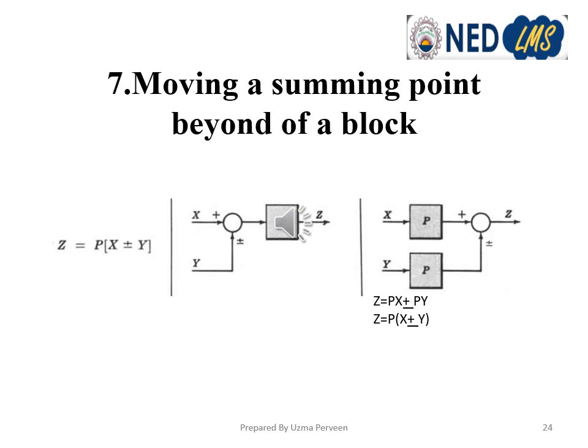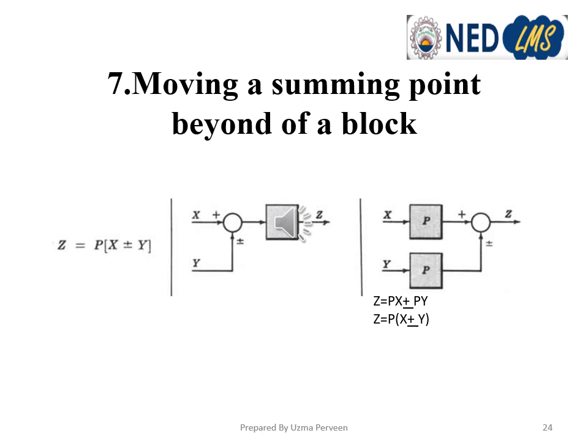Here we can see that when we move the summing point beyond a block, the signal coming at point z is the sum of the two signals. The one is x, which is multiplied by a block p, and y is also multiplied by p, we have also added a block p with the signal y, so that the signal z will remain the same.